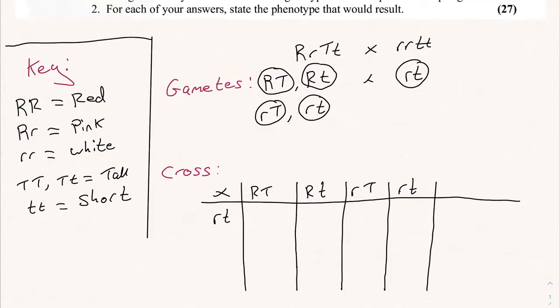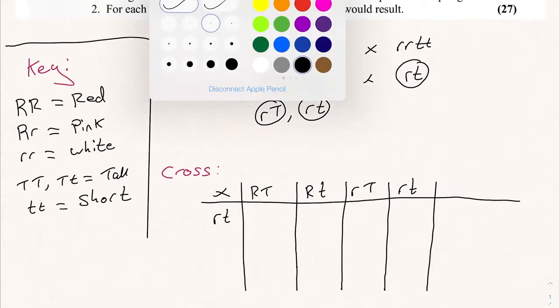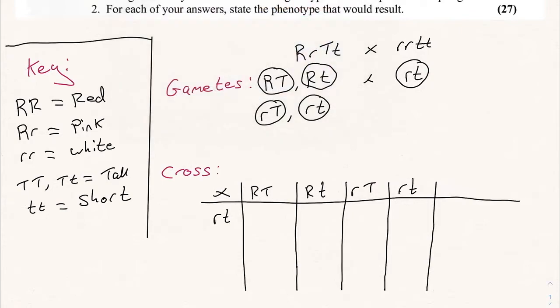Now, we have our four options there. So look, just a different colour there, just to make things a little bit easier to read. We have a capital R here, lowercase r, capital T, lowercase t. This one over here, we have heterozygous for the OR conditions for colour, and we have homozygous recessive.